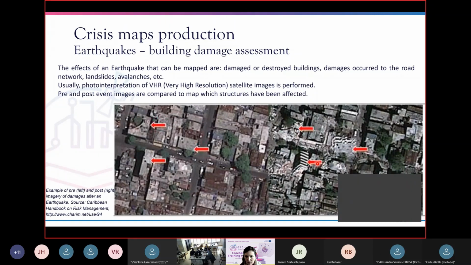Here you see, for example, a completely misplaced building. Here we can see the lateral facade. This was laying down due to the effects of the earthquake.